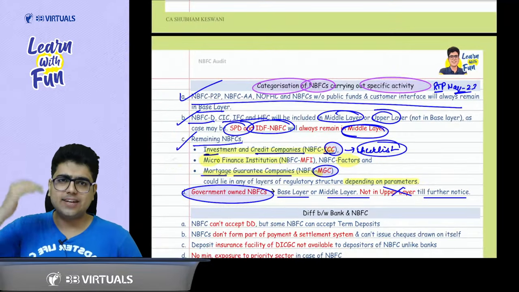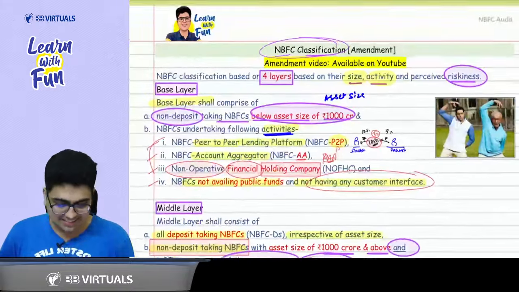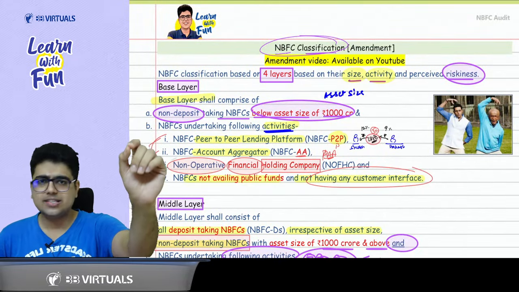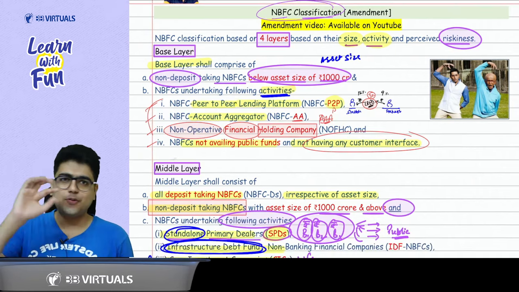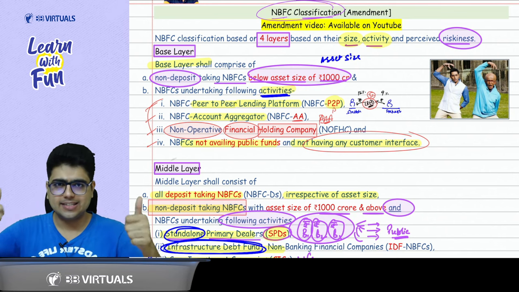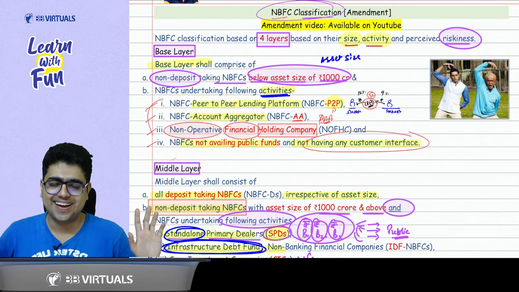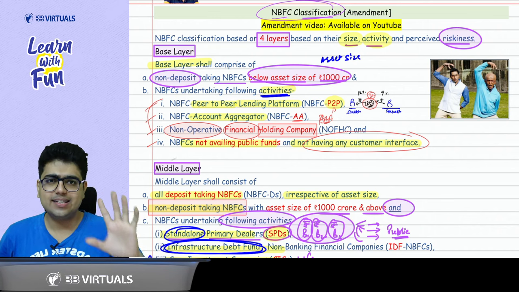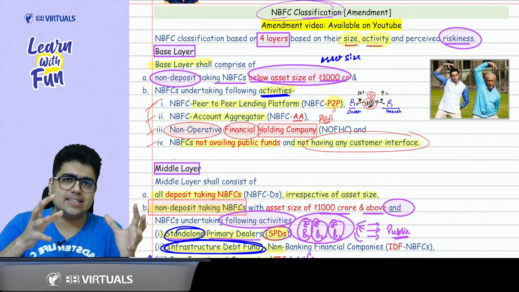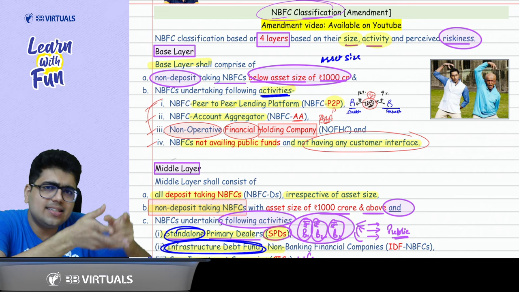Sir, can we please revise all what we have studied till now? Yes, let's revise. It's a wonderful topic if done the right way. NBFC classification, let's discuss. The four layers are based on deposit taking, non-deposit taking, and the asset size. Also on the basis of the activity that they are doing. Base layer consists of non-deposit taking NBFCs with an asset size of less than 1000 crore. Say it with me. Less than 1000 crore.